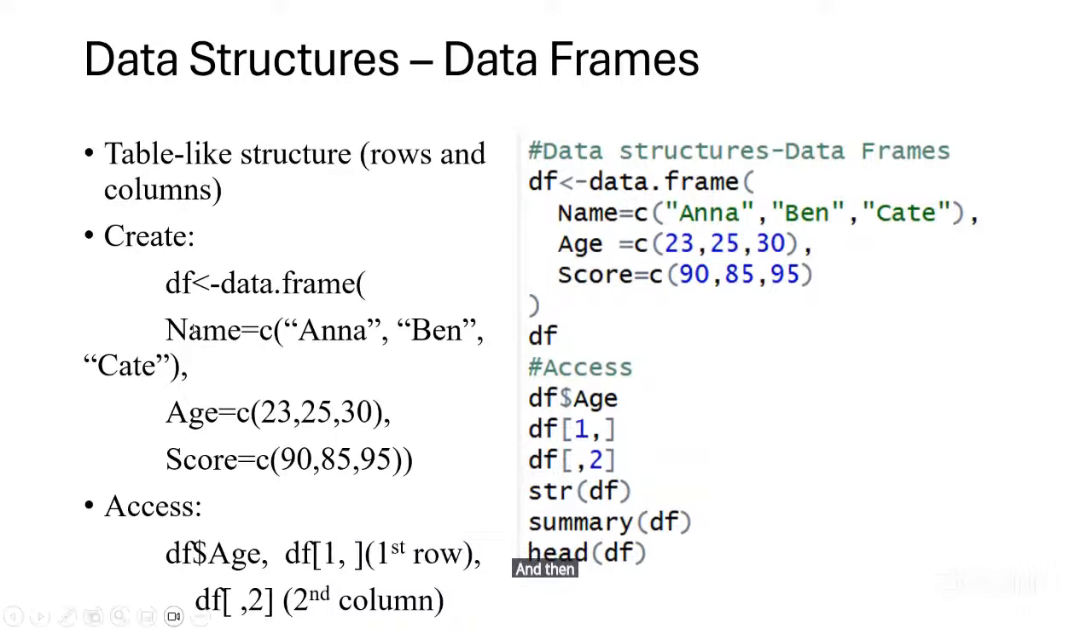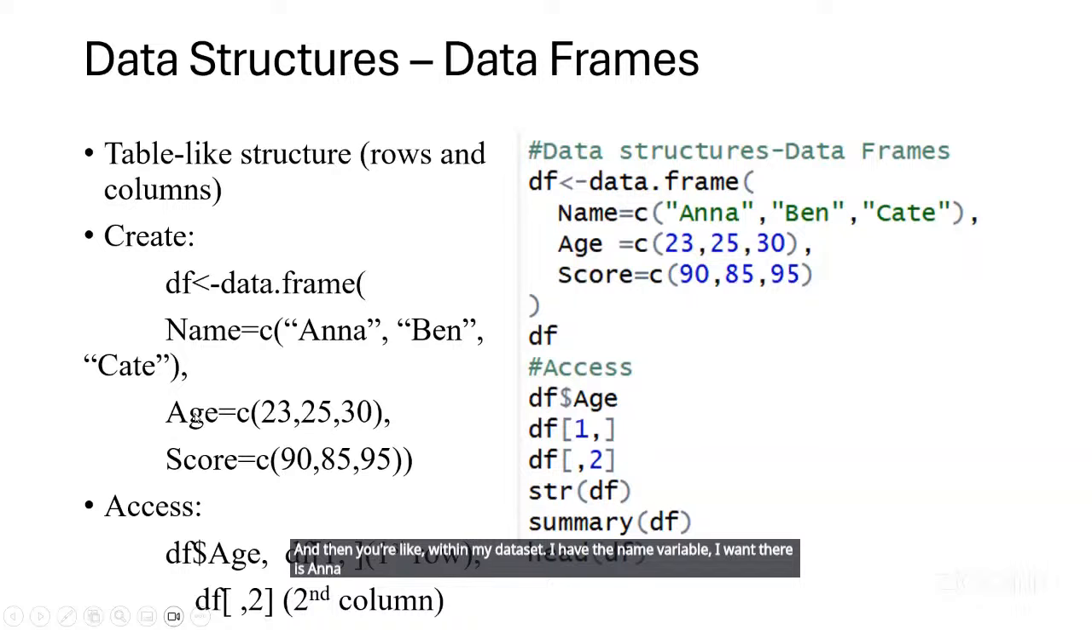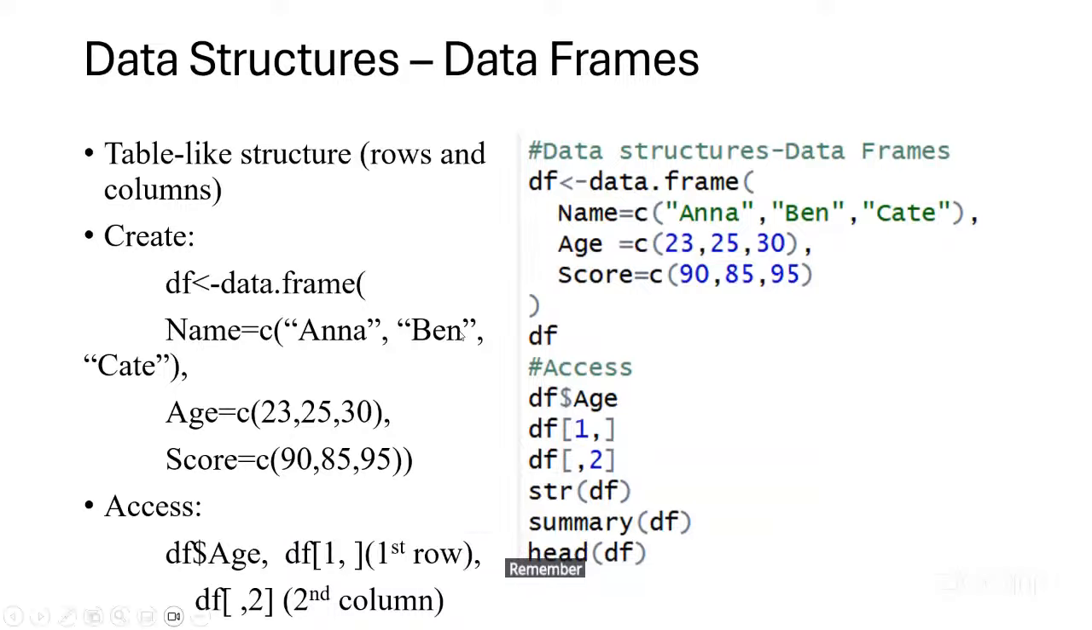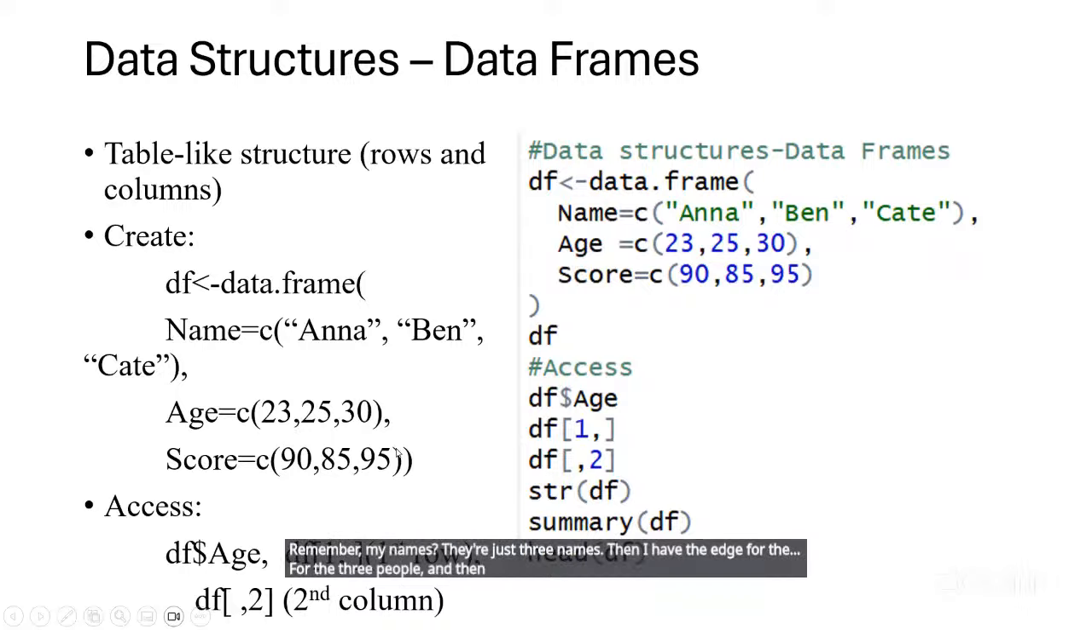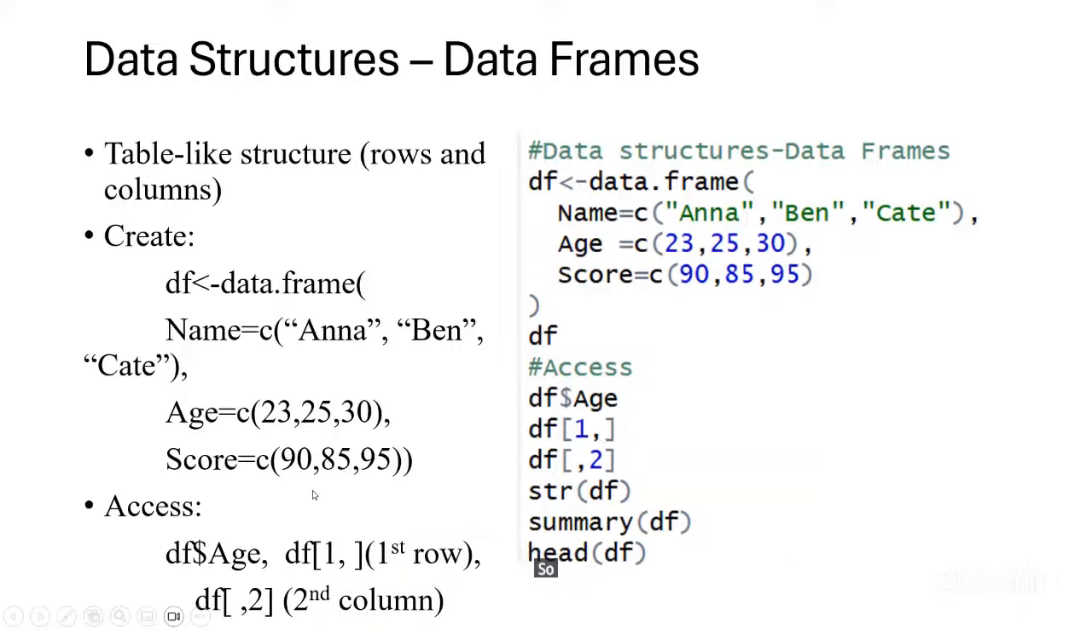Within my data set, I have the name variable, there is Anna, Ben, Kate. I want the age variable. I want the score, there is also the score variable. Remember my names, they're just 3 names. Then I have the age for the 3 people, and then the scores, all right? So still within this small data set, I can do a few things. In case I want to get only the age, all right?